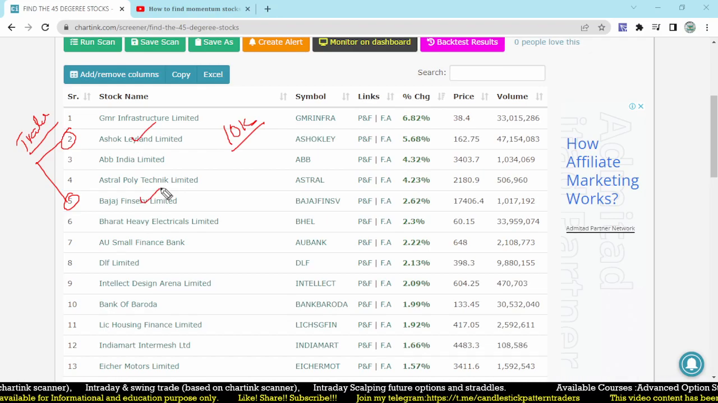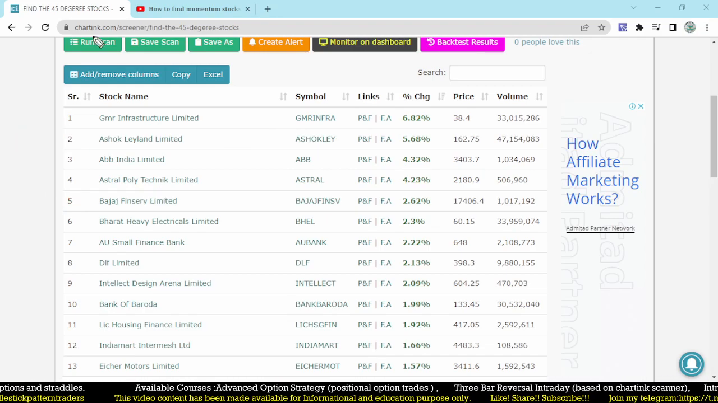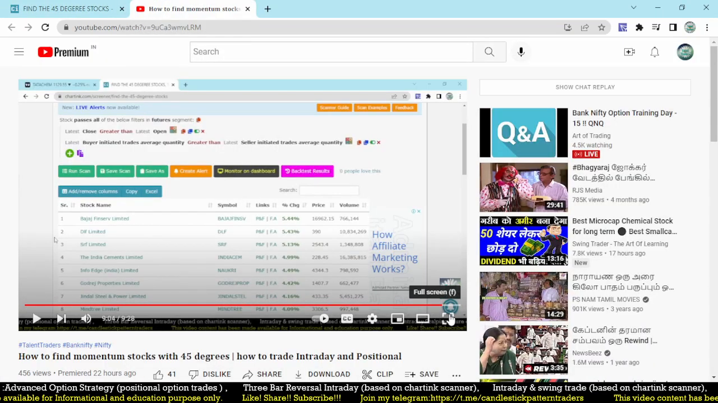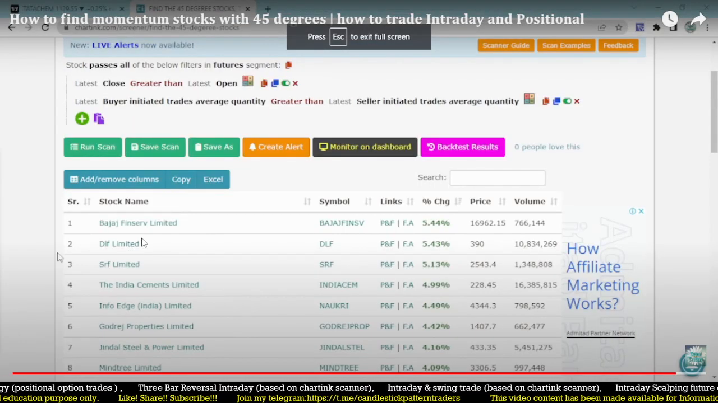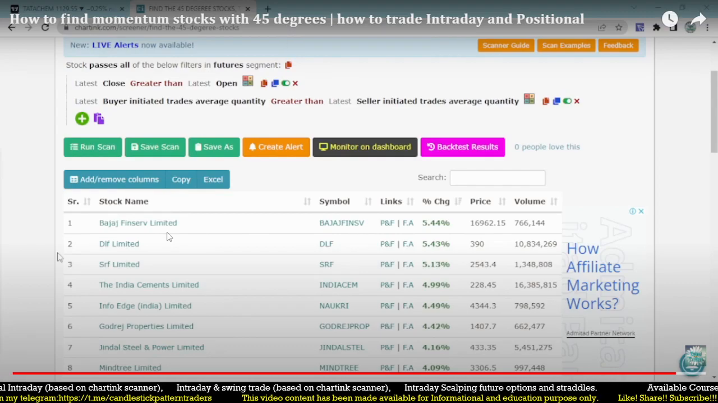Simply, I did the trade based on these 45-degree movement stocks, right? Yesterday I took a screenshot, but unfortunately I have deleted it from my system. Let's look at this. Bajaj Finserv was the top stock yesterday, that is, a 45-degree stock by yesterday.